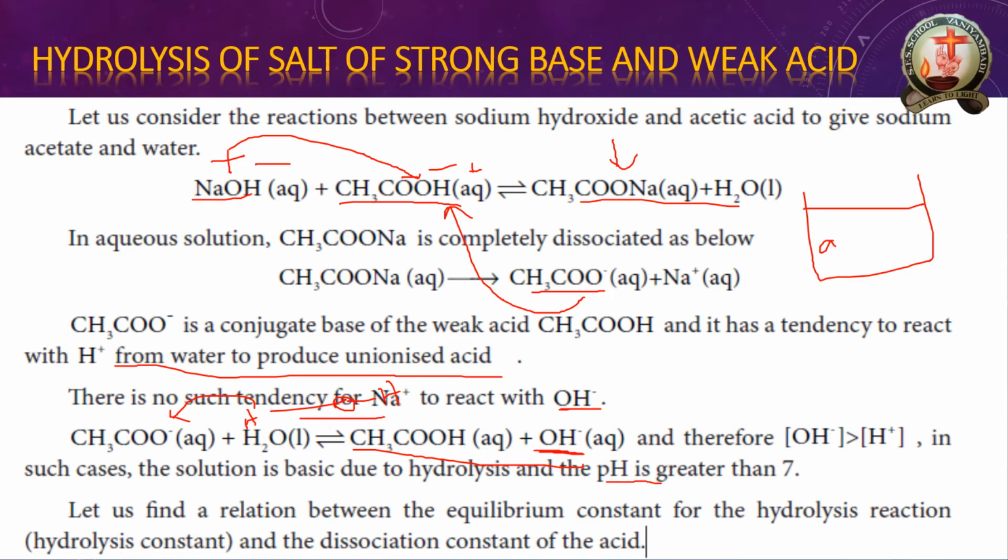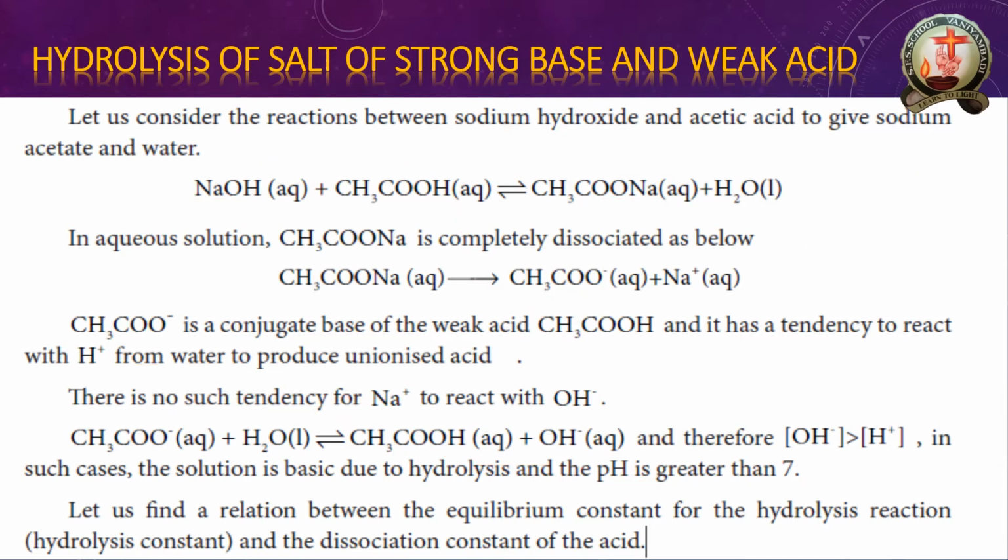So pH is greater than 7. pH greater than 7 means that it is a base. We assume this is a base because the OH concentration will be very high in the water medium. Let us find the relationship between the equilibrium constants of the hydrolysis reaction.